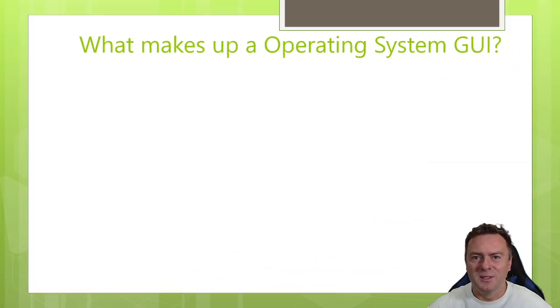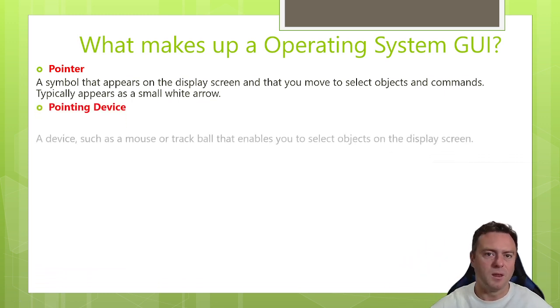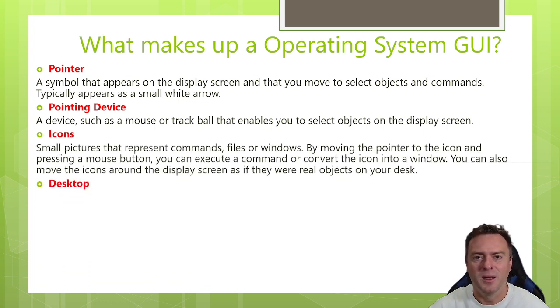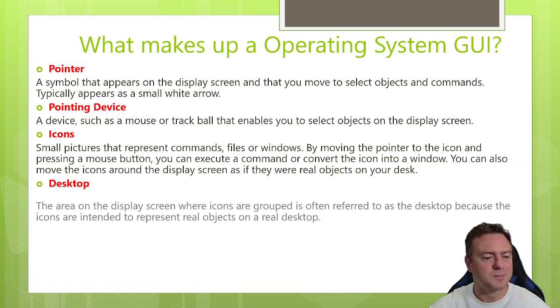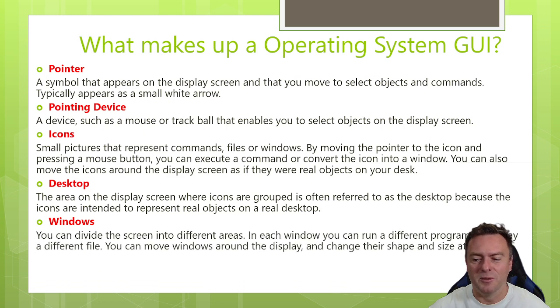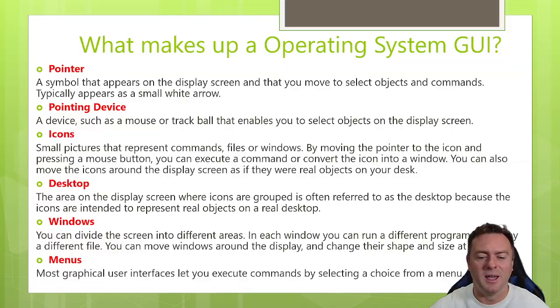So what makes up an operating system GUI? Well, there's a couple of things. First of all, you've got a pointer, which is the little white symbol that you see moving around on the screen. You then have the pointing device, like the mouse that you have. You then have icons on the screen, like your loading files, your Fortnite, which you double click on. And then you've got your desktop, which is the area that most people see when you load up your computer. Then you've got the windows for the different areas that you want to see inside of, and then the menu systems. So this is a graphical user interface that allows you to execute commands from those menus.